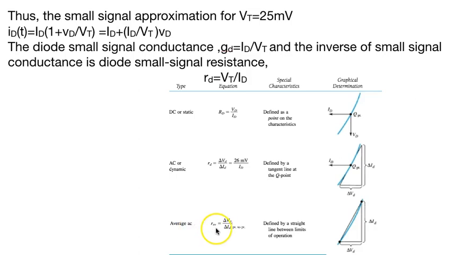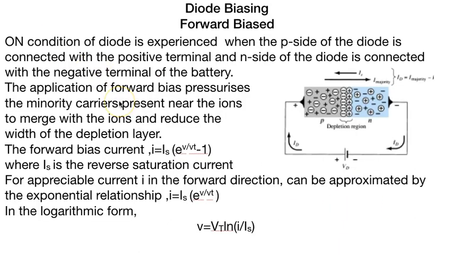Moreover, it is dependent on the constant threshold voltage divided by the I_D. Now, for our average, we get the difference in V_D over the difference in I_D. It forms almost a straight line. So the approximation will be like a slope. Moving to the next point, having talked about the various characteristics and the model of a diode, we will move into its biasing.